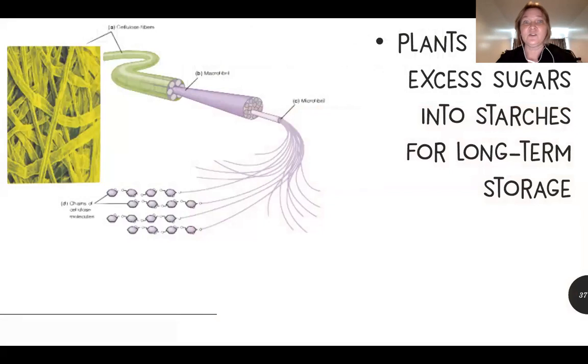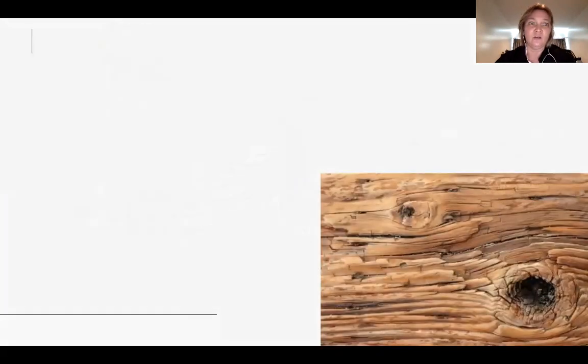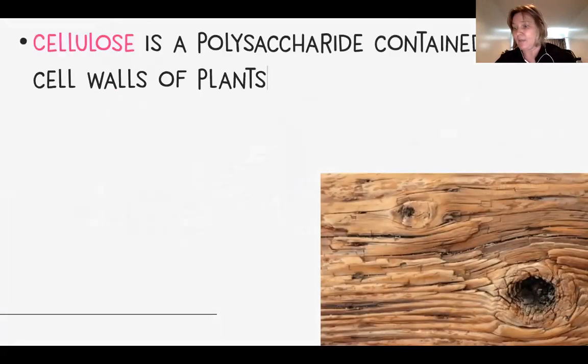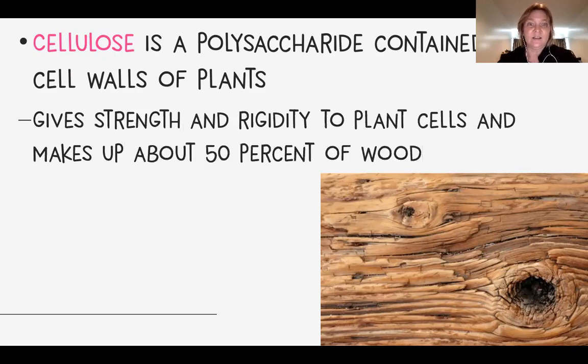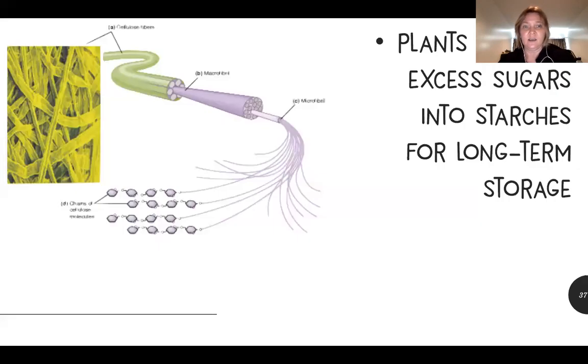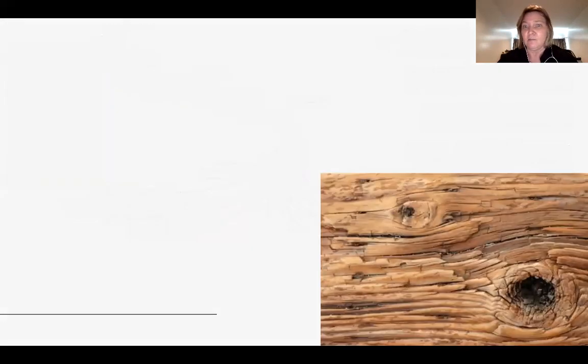All right, now plants store excess glucose in a different molecule called cellulose, and it is found in the cell walls of plants. It gives strength and rigidity to plant cells and makes up about 50% of wood. You can see here the diagram for cellulose. Cellulose is made of thousands of glucose molecules. It's a very, very complex molecule.